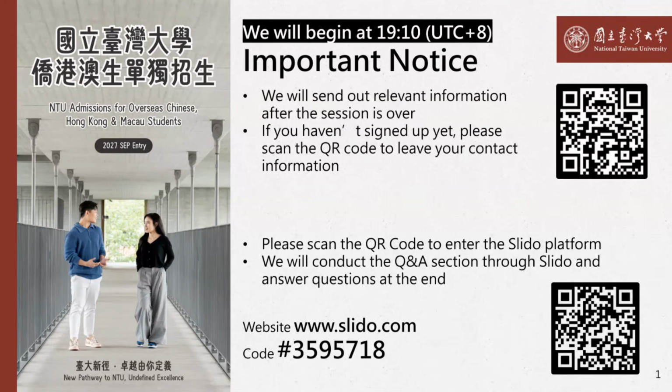Okay, so before we start, let's look at the slides. We will send out relevant information after this session. If you can first scan this QR code and leave your contact information, after the session we will send you all the important information. The second QR code is for today's Q&A session. After you scan this code, you will enter the Slido platform, and you can enter your question, and we will cover your question in a few minutes.